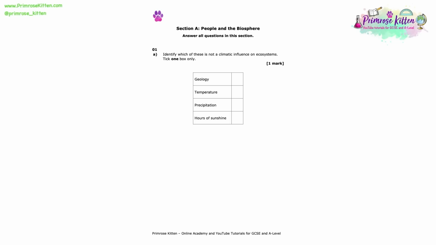Question 1, Part A. Identify which of these is not a climatic influence on ecosystems for 1 mark. The correct answer here is the first option, geology.